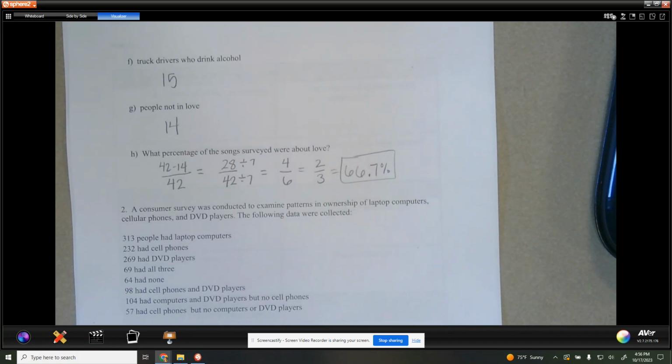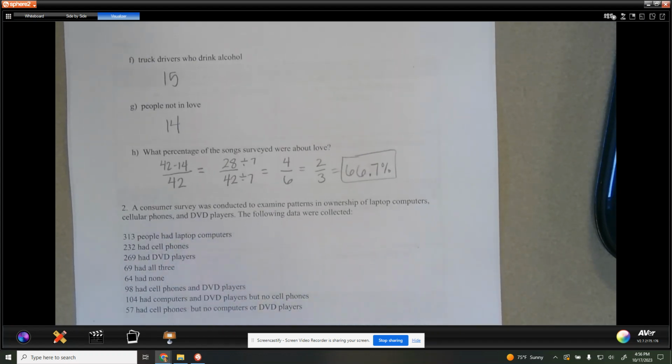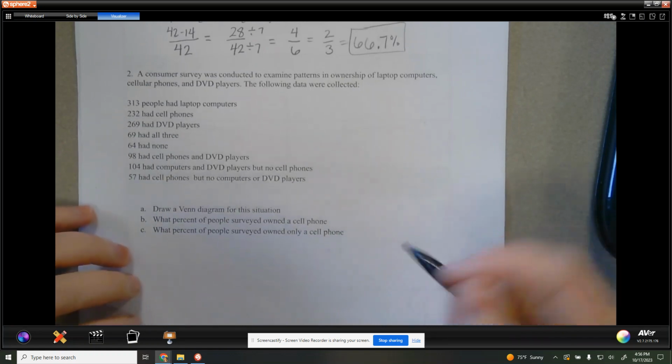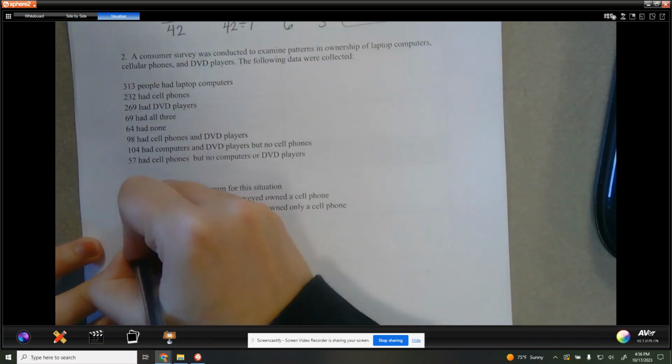Yay. All right, so we're going to do one more. For this one, it's a consumer survey conducted with patterns on ownerships of laptops, cell phones, and DVD players. And the following data is collected. You guys pause this and read through that on your own. I'm going to draw a Venn diagram. So this is part A down here.